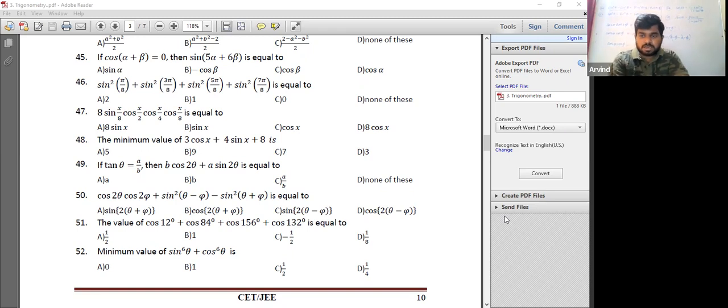You write sin power 6 theta as sin square the whole cube, since 2 times 3 is 6. So sin square the whole cube plus cos square the whole cube. You have to use the a cube plus b cube formula. Write out first, do this 51st question. The value of cos 12 plus cos 84 plus cos 156 plus cos 132. One by 2, 1, minus 1 by 2, 1 by 8 are the options. So I've given you the formulas also. Think. Look at the formulas given, you just have to use one of them.